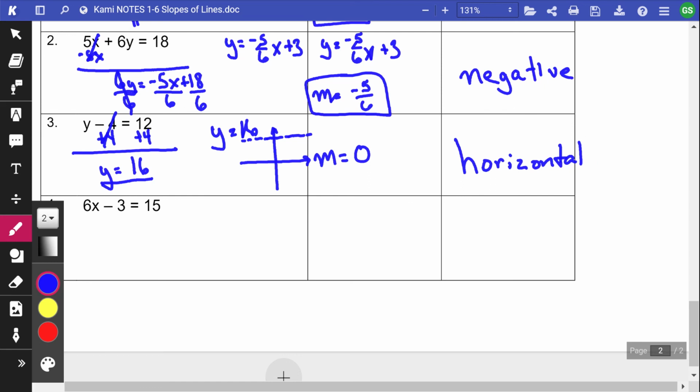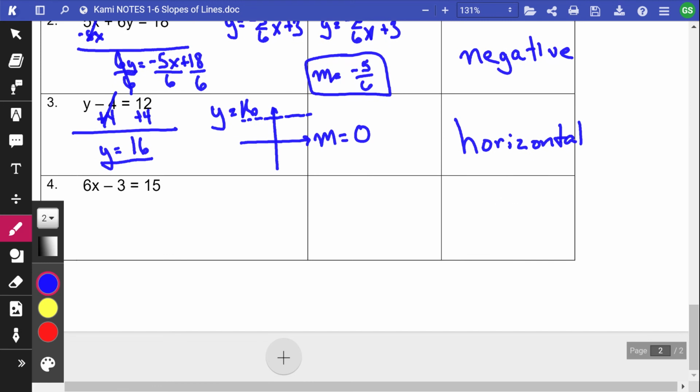Horizontal. So that's a horizontal line, and it's going to cross the y-axis, the axis that goes up and down. It's going to cross that at 16, and it's horizontal. It's parallel to the x-axis, which runs left and right. So by now you've probably inferred that the last one's going to be vertical. I bet it will be.